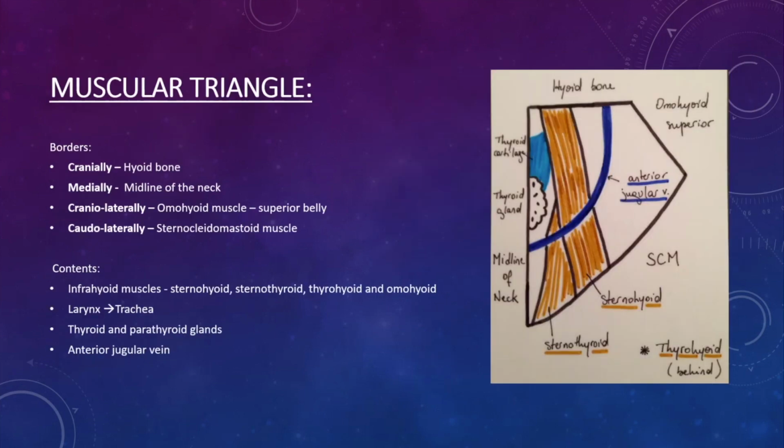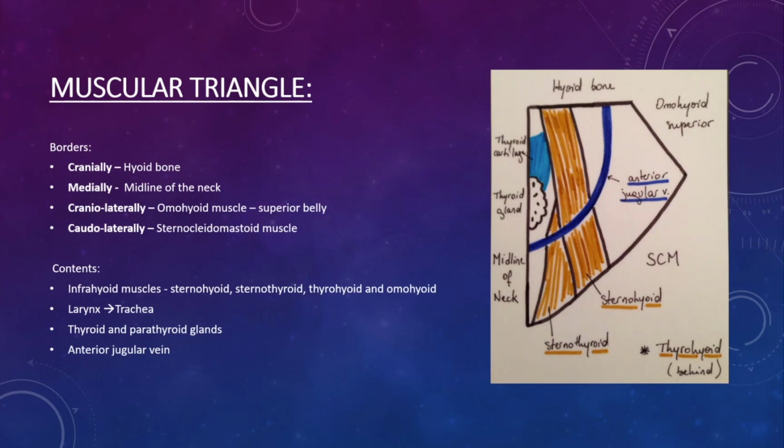Next up, we have the muscular triangle. Now, this triangle is called muscular because it contains muscles, I guess, and is bordered superiorly by the hyoid bone, medially by the midline of the neck, superolaterally by the omohyoid muscle, the superior belly to be specific, and inferolaterally by the sternocleidomastoid muscle. Now, about the contents. So, as I said before, it's called the muscular triangle. Why?